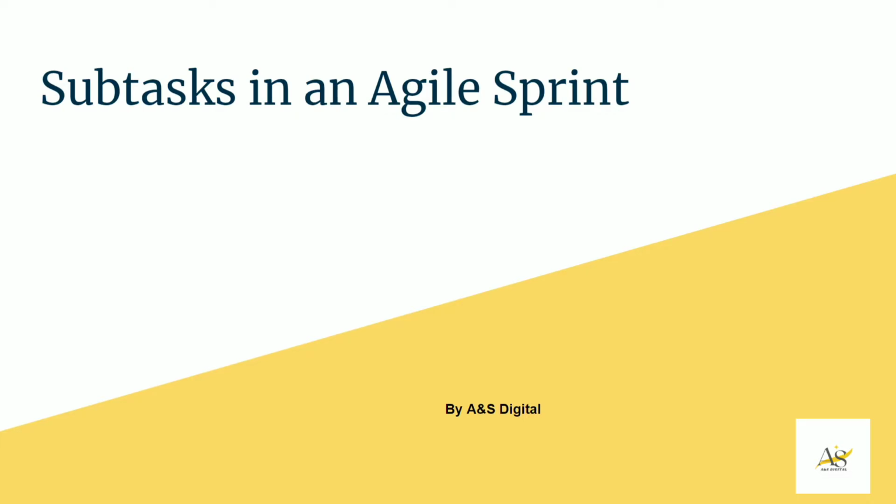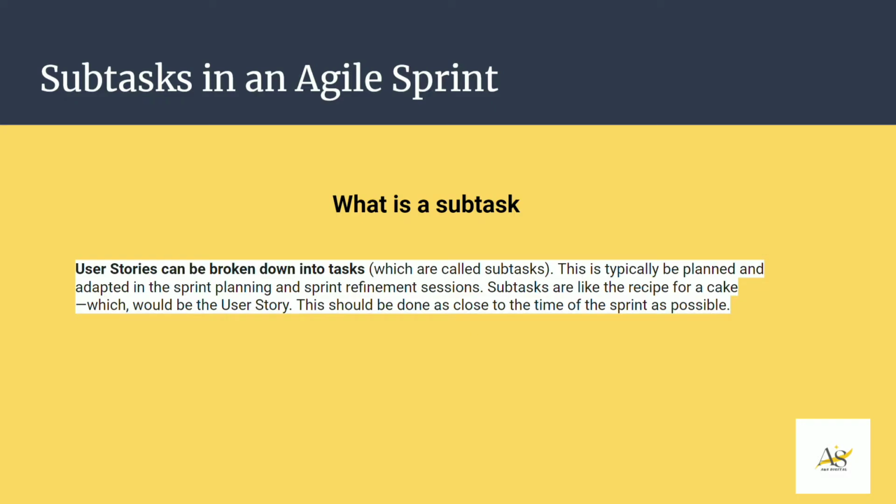Today we'll be discussing subtask in an agile sprint. What is a subtask? Subtasks are really user stories that are broken into smaller tasks. These are typically planned and adapted in a sprint planning and sprint refinement session. They're really like a recipe for a cake, which would be the user story in our case. And these should be done as close as possible to the time of the sprint. So with that, let me try and get into more details about what is a subtask.